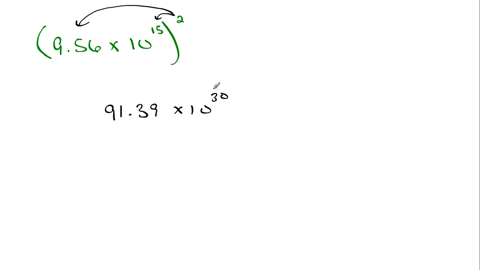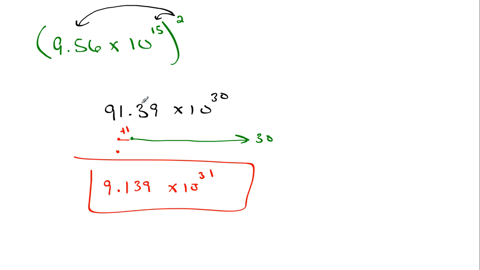Again, just recognize it's not in scientific notation just yet. This is moving my decimal places 30 units to the right. If I put my decimal here instead, then I have to add one more, and this will give you 9.139 times 10 to the 31st power in proper scientific notation.